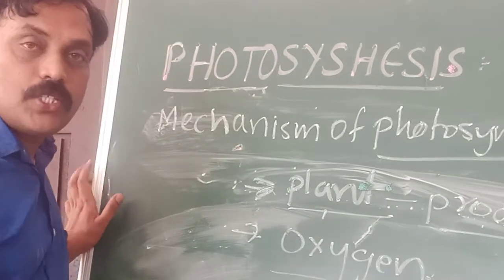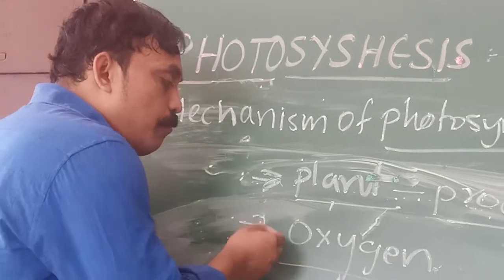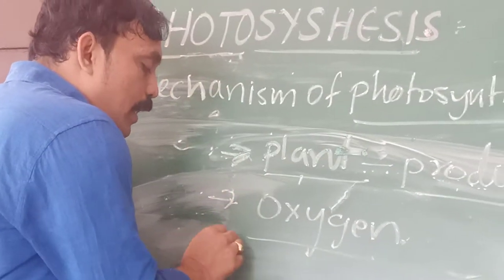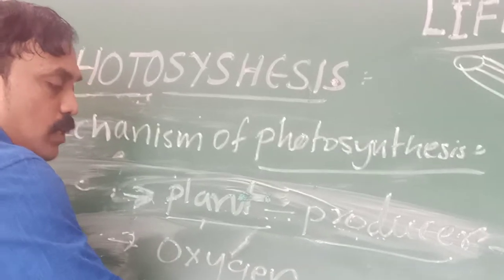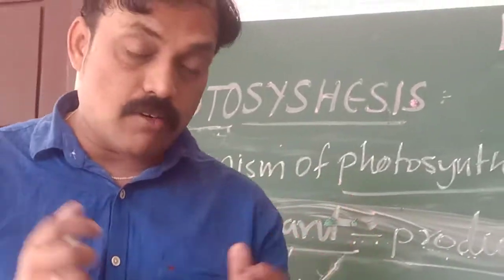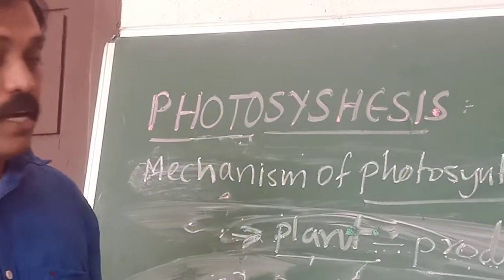So afforestation is very important. It provides food, and it also controls the temperature. These are the importance of photosynthesis. These are the importance of plants. These are the importance of green plants. Okay, thank you.